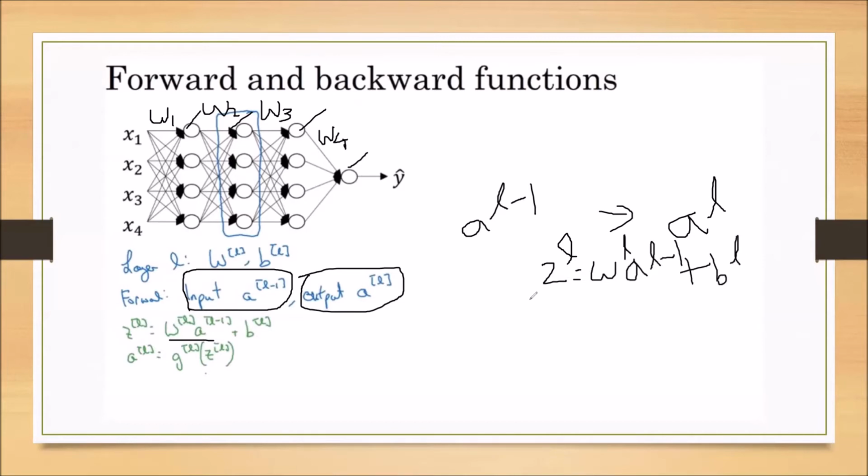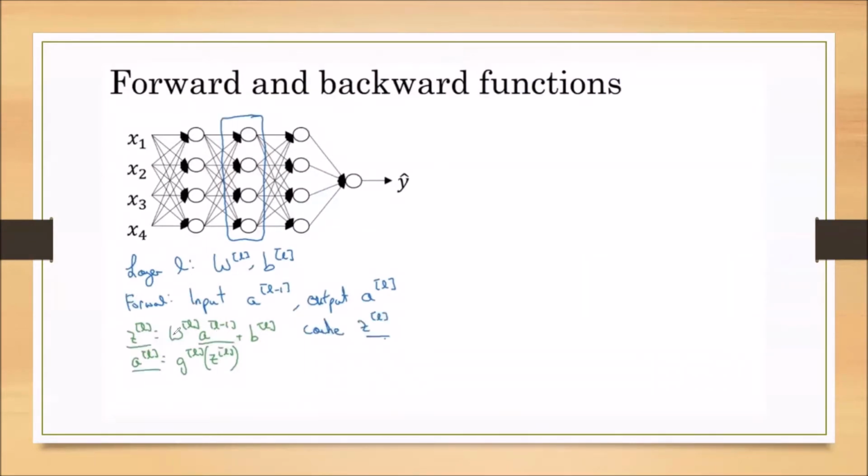And by using this Z[L], we are calculating the activation function. So A[L] is equal to the activation function applied. If the activation function is the sigmoid function, we can write sigma of Z[L]. If the activation function is tanh, then we can write tanh of Z[L]. If the activation function is a rectified linear unit, then we can write ReLU of Z[L].